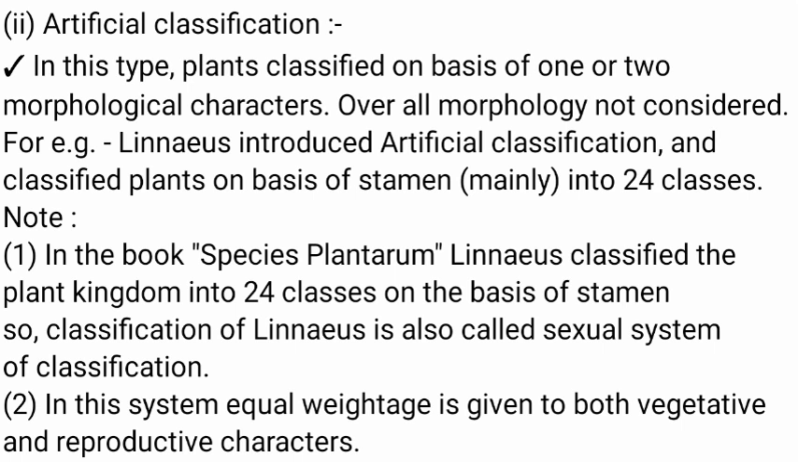Second one, artificial classification system. In this type, plants are classified on the basis of one or two morphological characters, overall morphology not considered. Example, Linnaeus introduced artificial classification and he classified plants on the basis of stamens mainly into 24 classes. Note, in the book Species Plantarum, Linnaeus classified the plant kingdom into 24 classes on the basis of stamens.